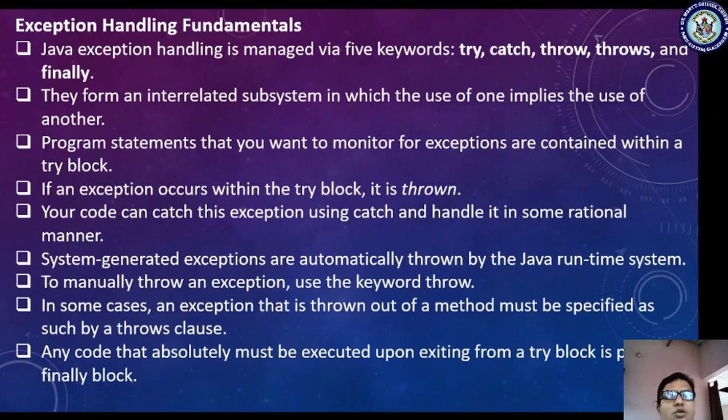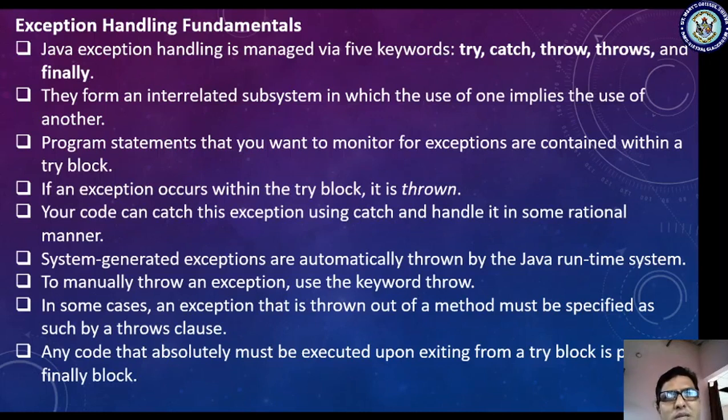Program statements that you want to monitor for exceptions are contained within a try block. If you are using the try catch block, whatever code you are developing, that implementation code must be in the try block. If any exception occurs within the try block, it is thrown, monitored and sent to the catch block. Your code can catch this exception using catch and handle it in some rational manner.